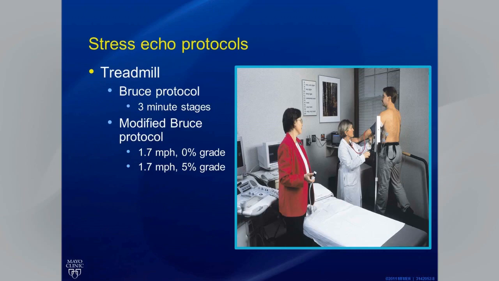For our stress echo protocols, the Bruce protocol is usually used when we do treadmill stress testing. This has 3-minute stages with a progressively increasing ramp and speed. The modified Bruce protocol is a more gradual protocol used for patients with a lower exercise capacity. It begins at 1.7 miles per hour and 0% grade, and then in the second stage, the grade increases.